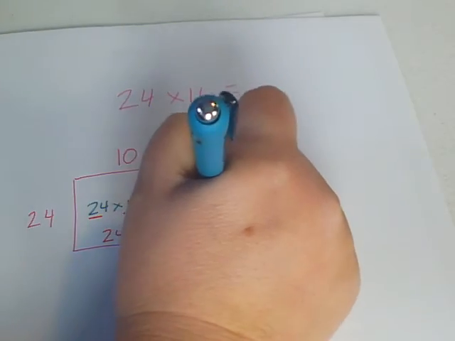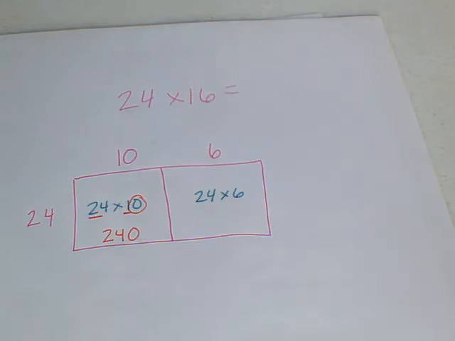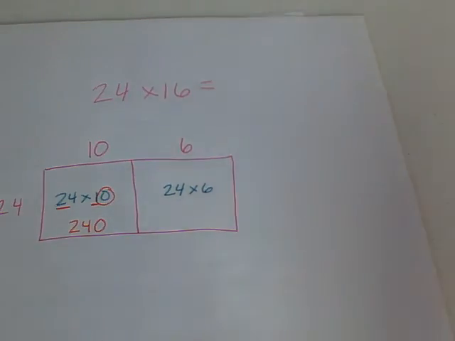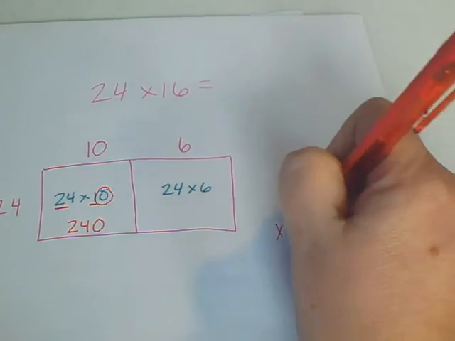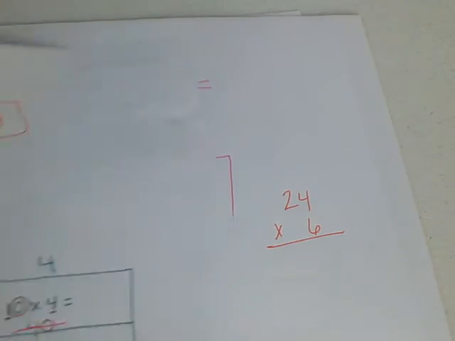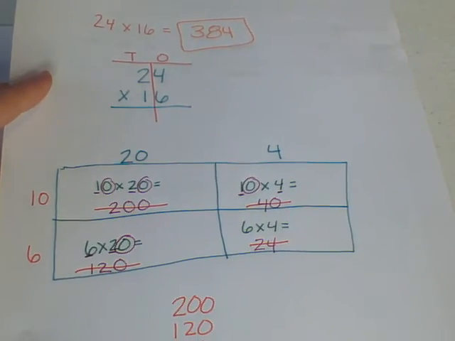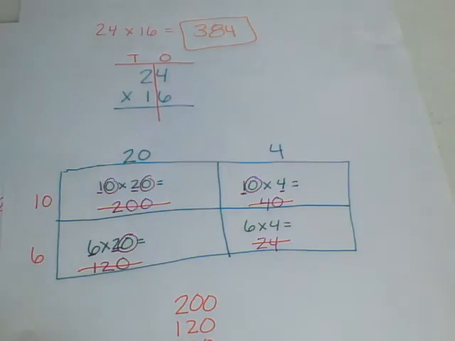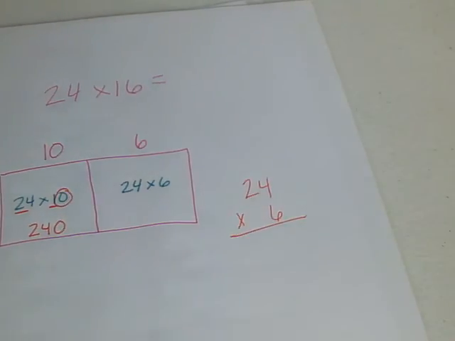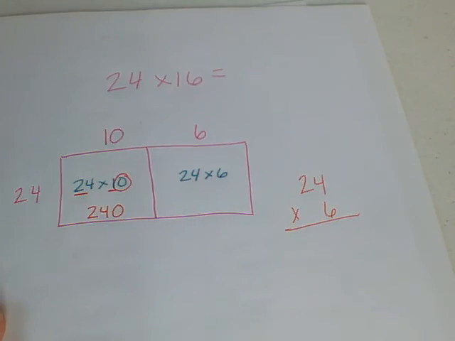Then I have 24 times 6. Well, that's the difference when I don't split the second number up. I have a bigger problem here that I have to do. So I'm actually going to have to multiply 24 times 6. If I don't know that, this could get pretty complicated, which is why I think it's easier to go ahead and split both numbers up. I split my 24 up and I split my 16 up. Because if I don't know what 24 times 6 is, it's going to make this very difficult for me.